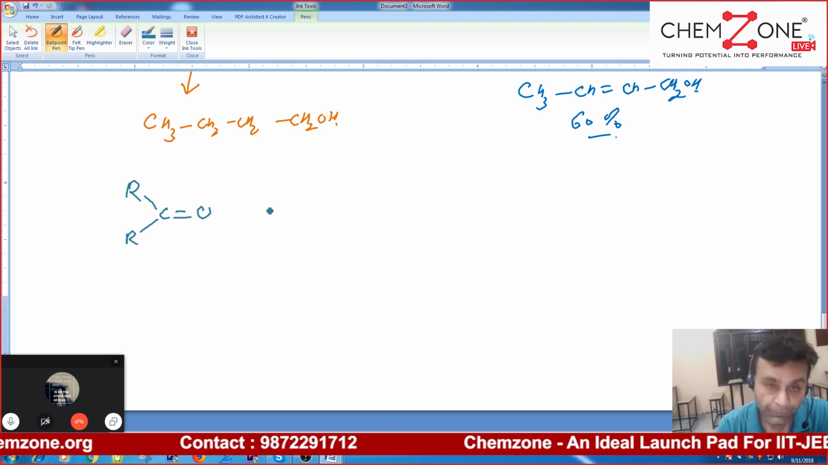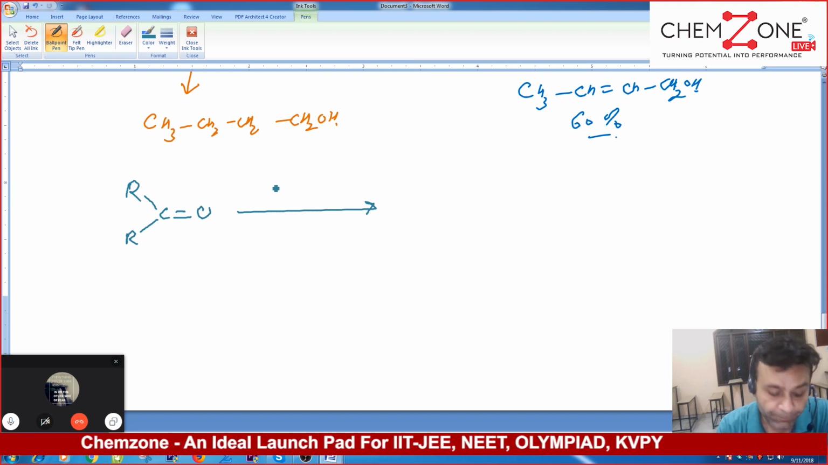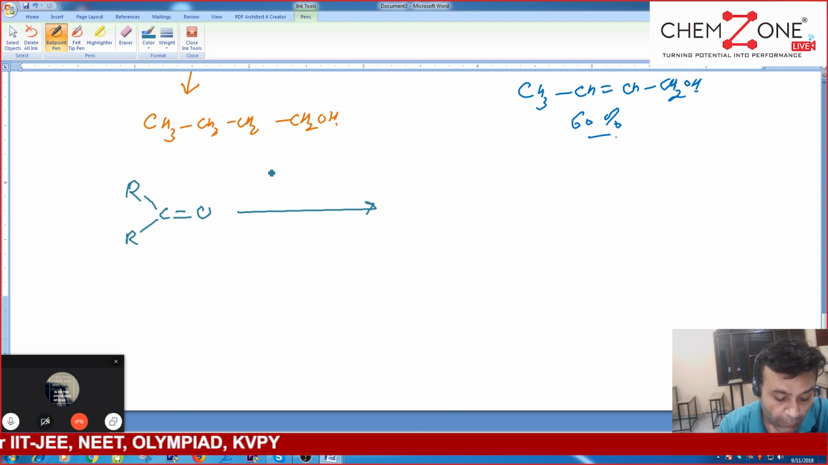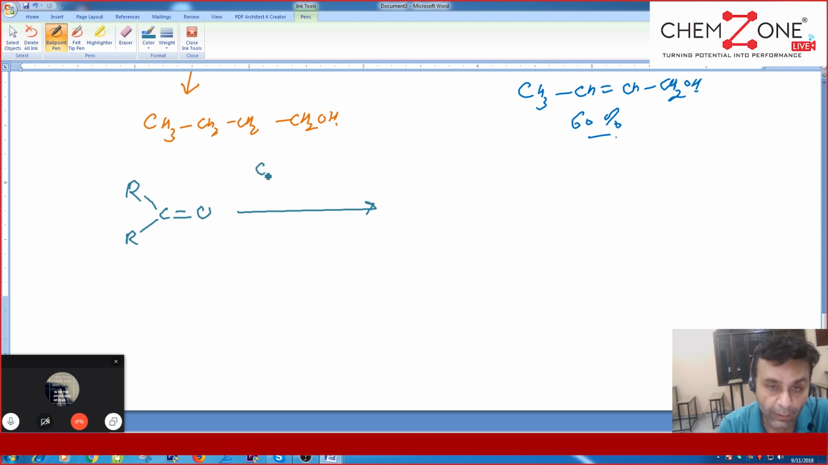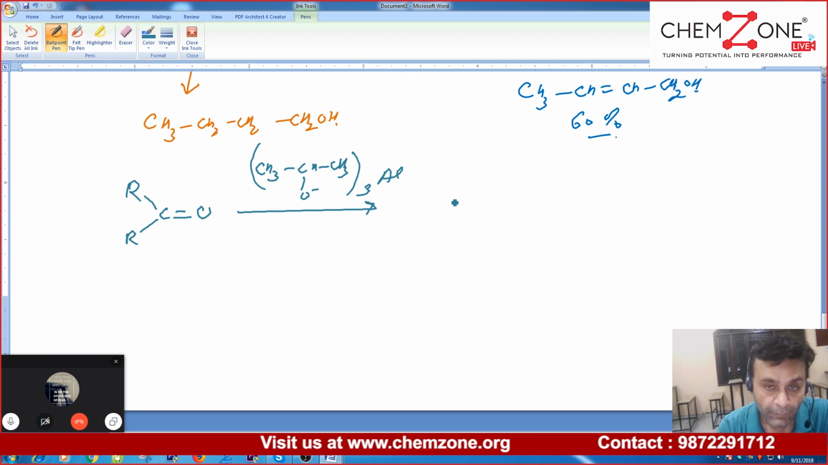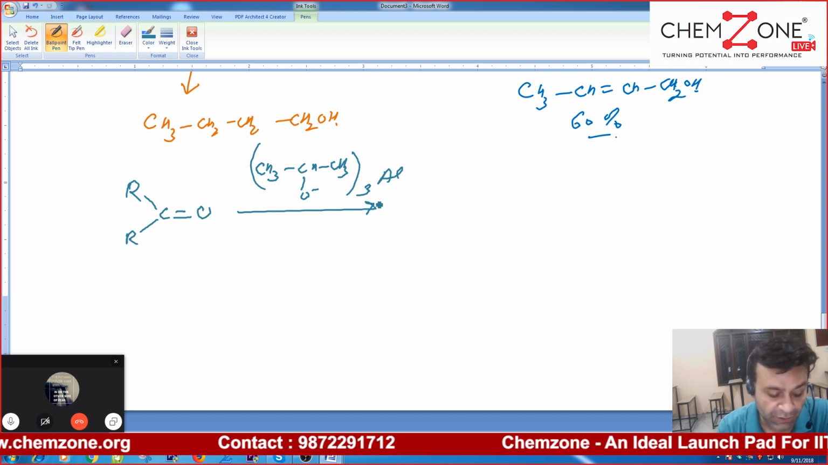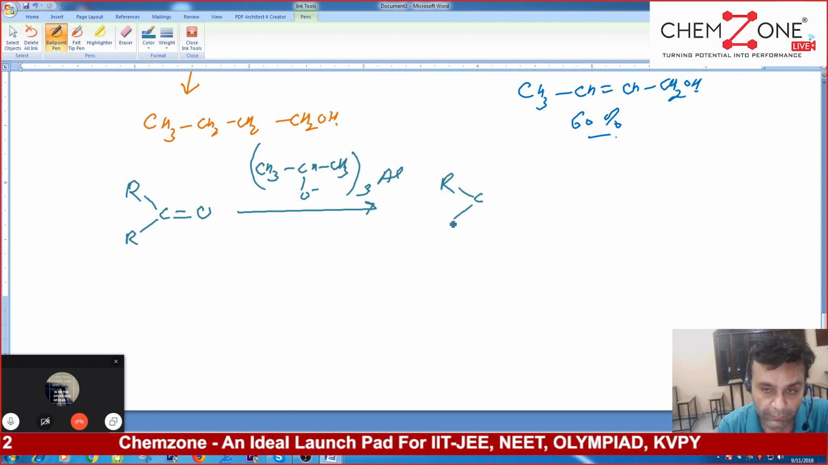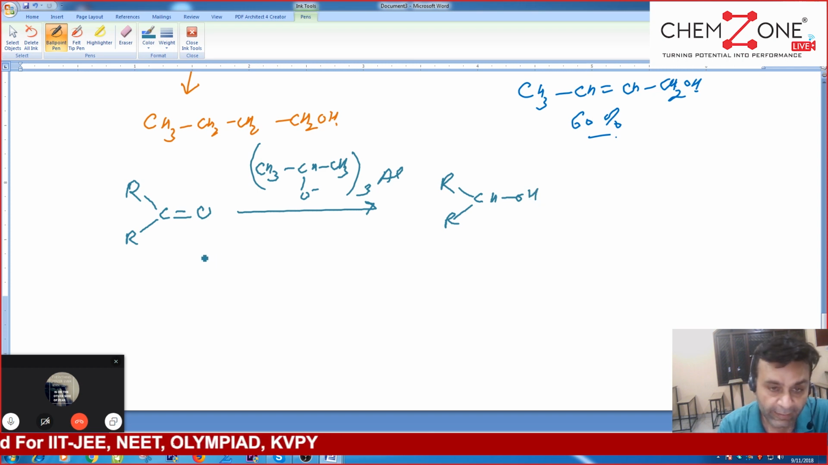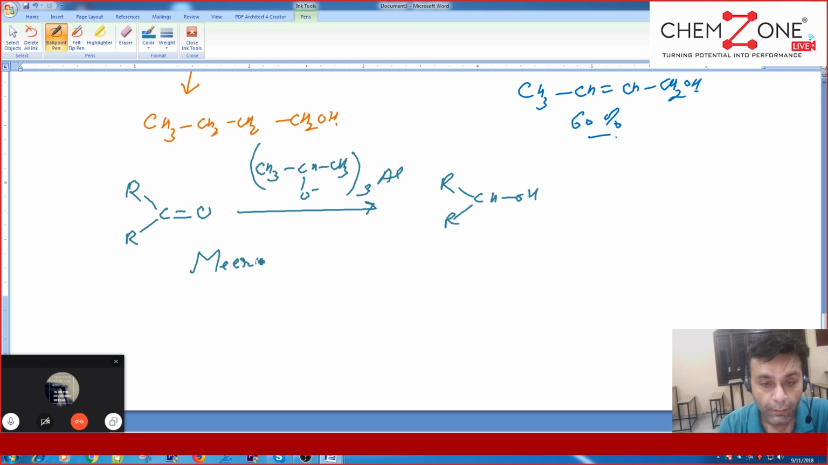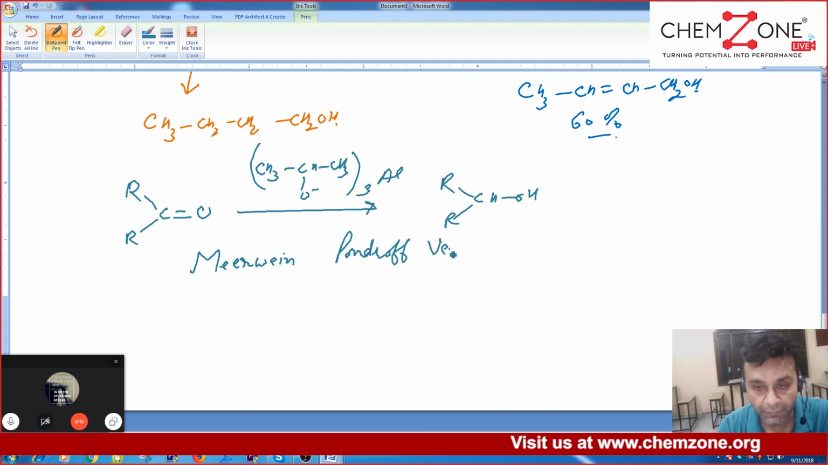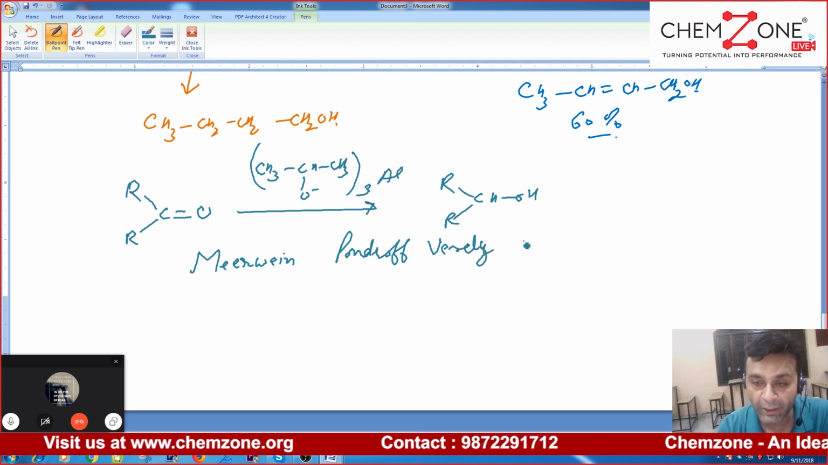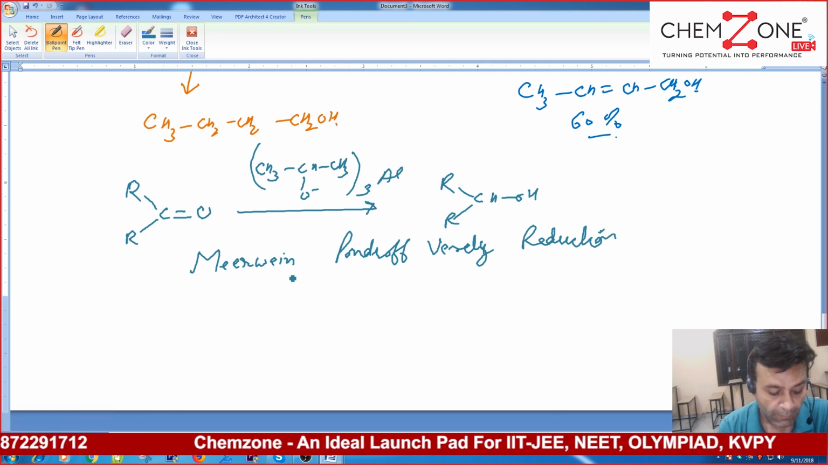And this is the ketone. These ketones are reduced by aluminum isopropoxide. See here, aluminum isopropoxide, with the O three times with the aluminum, right? Aluminum isopropoxide is a very good reducing agent. It reduces ketones to the secondary alcohol, and this reaction is called the Meerwein-Ponndorf-Verley reduction. Is this clear? Yes.